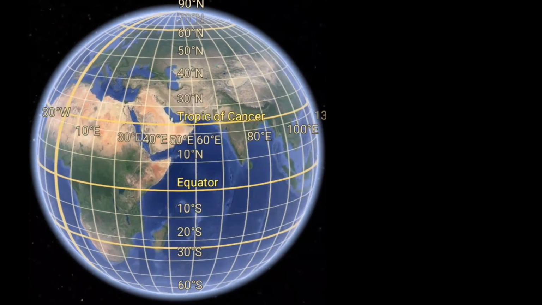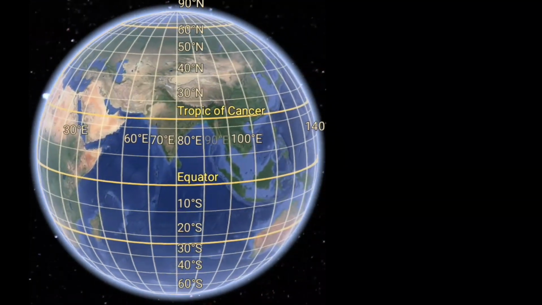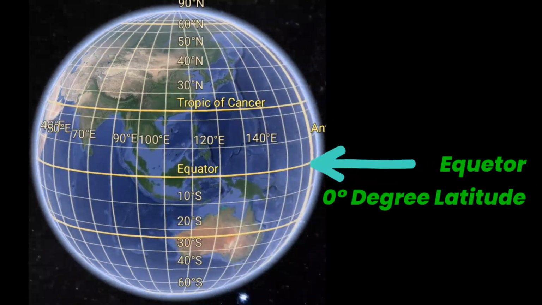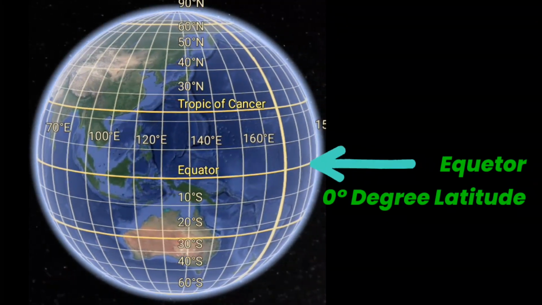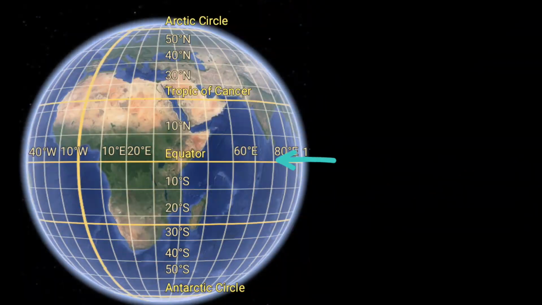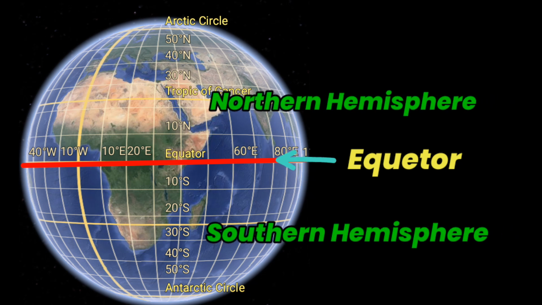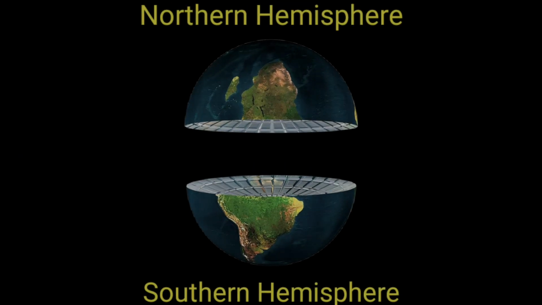First, let's understand the lines of latitude. The lines of latitude start from the 0-degree latitude line, which is considered the middle line of the globe. It is also known as the equator. The equator divides the Earth into two equal hemispheres. If we cut the Earth from the middle, the upper half will be the northern hemisphere, and the lower half will be the southern hemisphere.